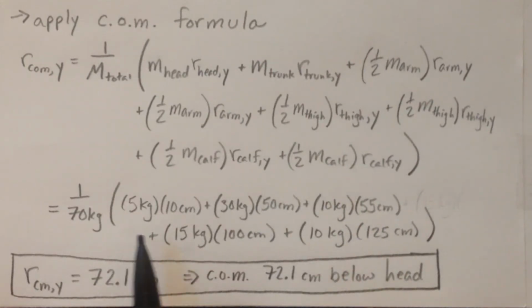Then we substitute in the values given in the problem statement and evaluate to find that the center of mass is located 72.1 centimeters below the person's head along the axis of symmetry.